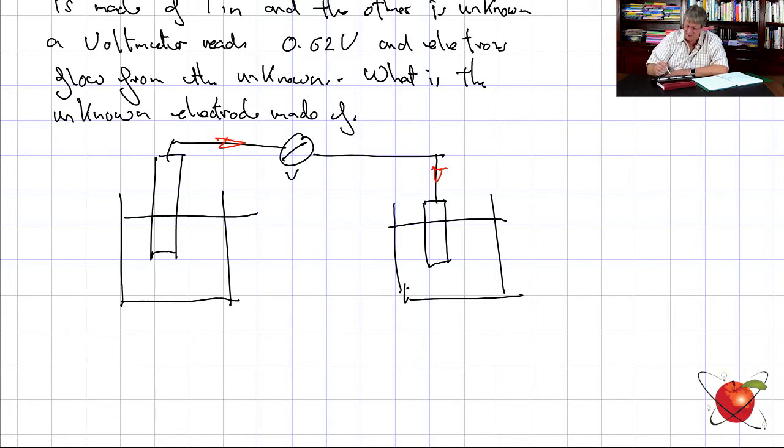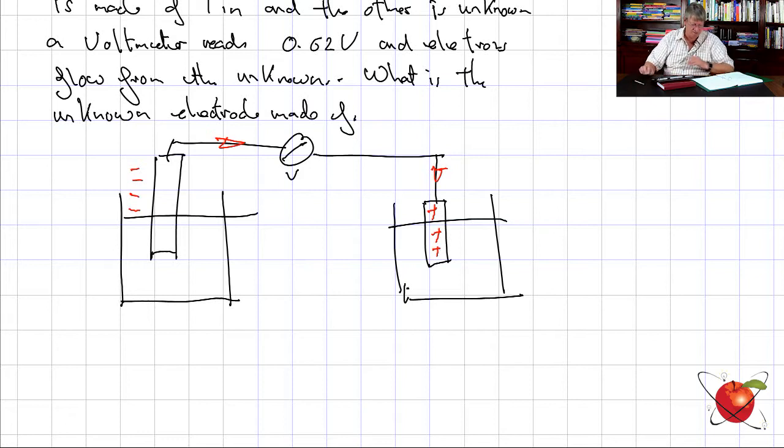Which means that the electrons are flowing from the negative to the positive. So we can say straight away, the unknown must be negative, because the electrons are packing on there and flowing from there to the positive. At this side over here, the unknown is negative, and they've told us that tin over here is positive.